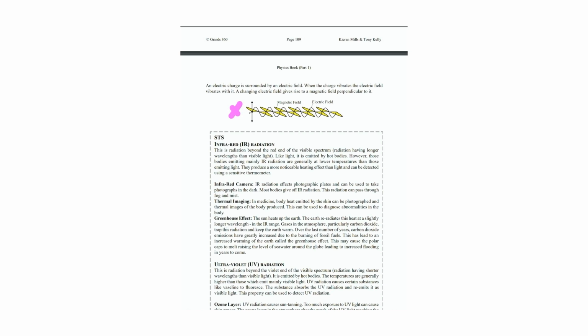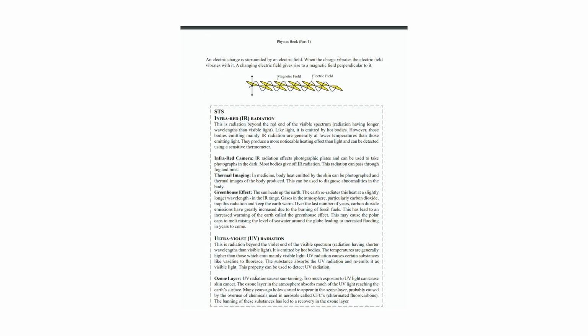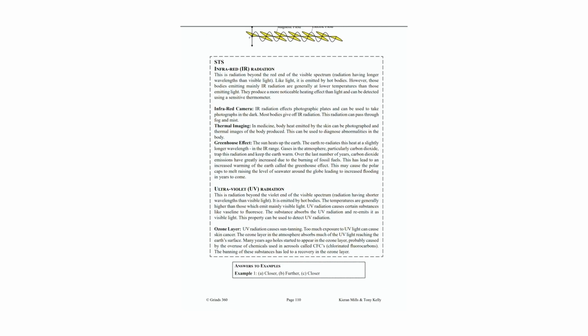So that's just about it, bar, I suppose, your STS, your real-life applications. There's quite a few here, but again, just read it. You want to know something about infrared radiation. They're emitted from hot bodies. They're used in infrared cameras, thermal imaging. The greenhouse effect is important, so read about that. And then you have your ultraviolet radiation. We mentioned the ozone layer also. So there's no need to learn any of this in detail. Just read through it a number of times so you're familiar with some of the applications of electromagnetic waves. Okay, so that ends the lesson.